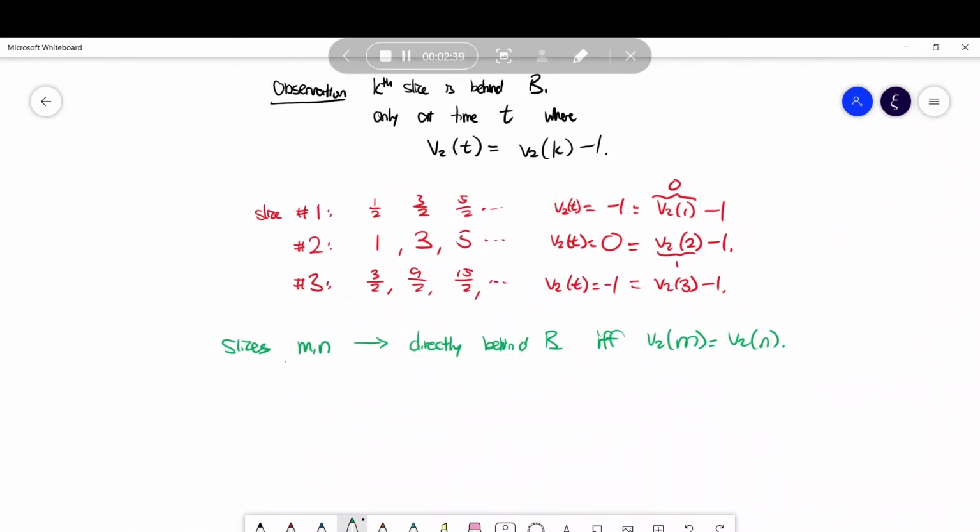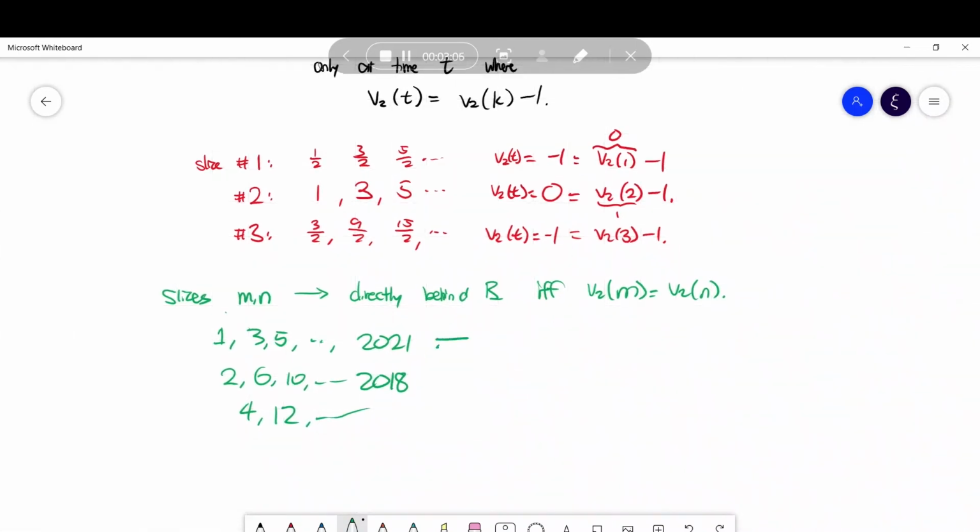So now what this tells us is that we should look at all of the slices of banana bread and classify them by their largest power of 2. So 1, 3, 5, all the way to 2021 is going to go here. And then our next class would be 2, 6, 10, all the way to 2018, I believe. Next one would be 4, and so on. And which class has the largest number of things in it? Obviously this one. So how many odd numbers are there between 1 and 2021 inclusive? This is 1011.